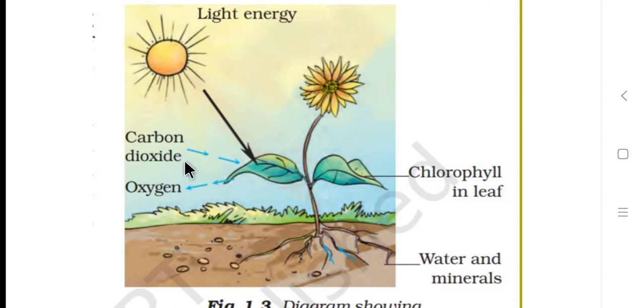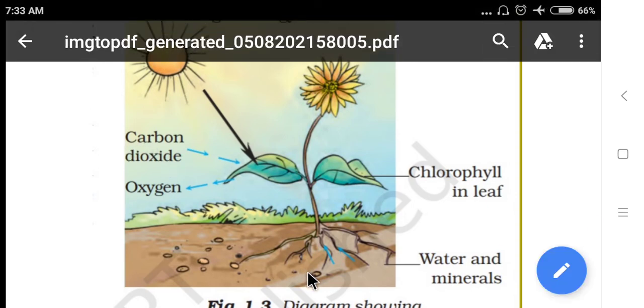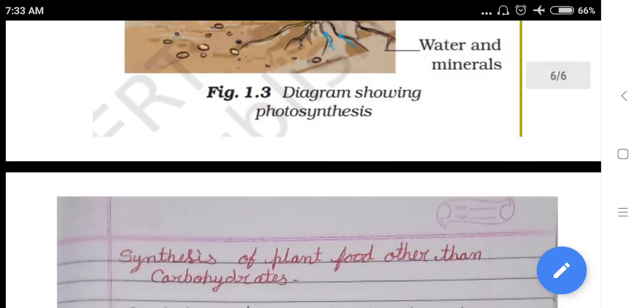Synthesis of plant food other than carbohydrate, we discuss below.